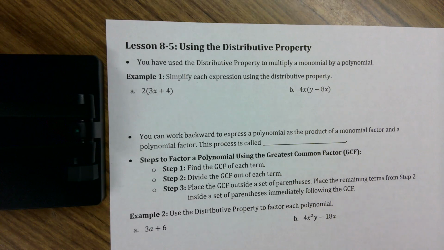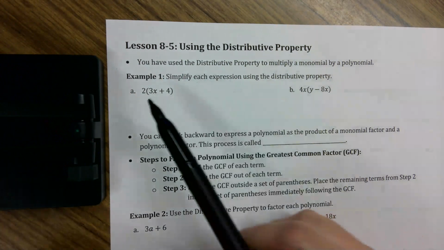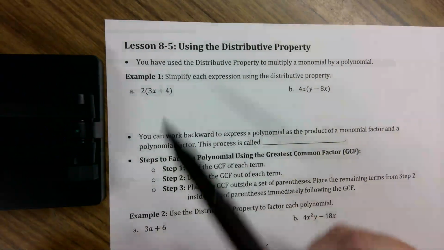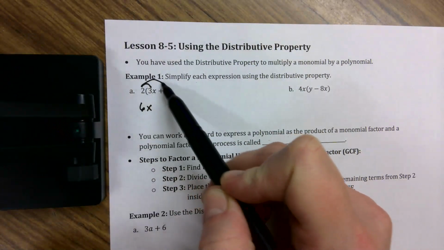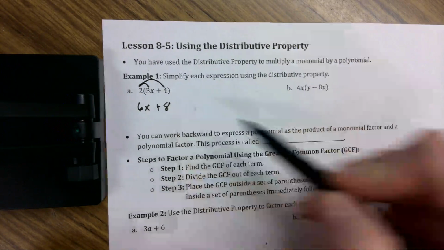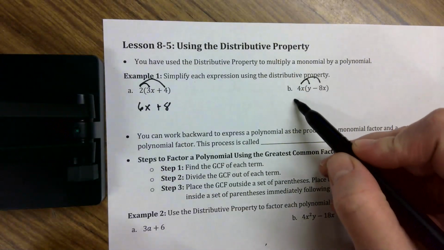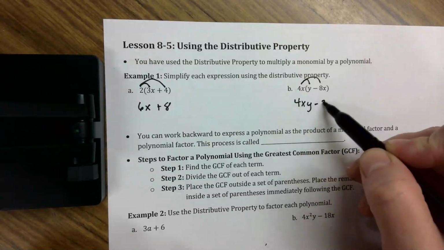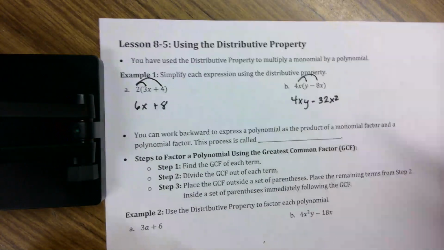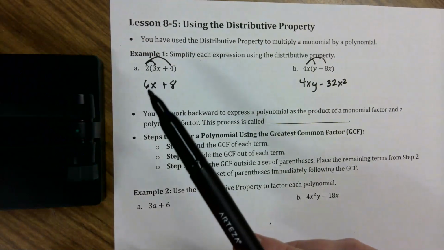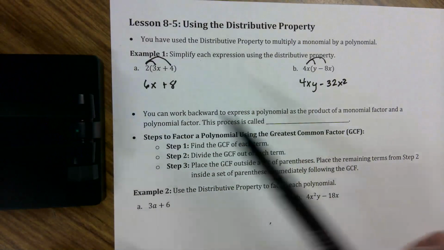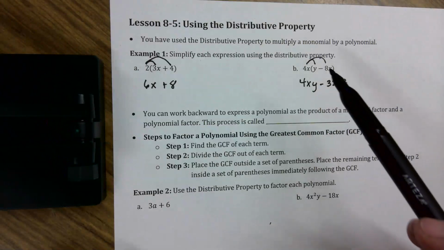Normally you use the distributive property to multiply a monomial to a polynomial, and we're just going to recall that by actually distributing. Now we want to go backwards. We were going to give you something like this, and I want you to give me this. Or you're presented with this, and I want this.